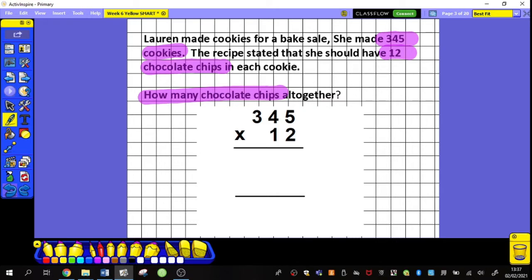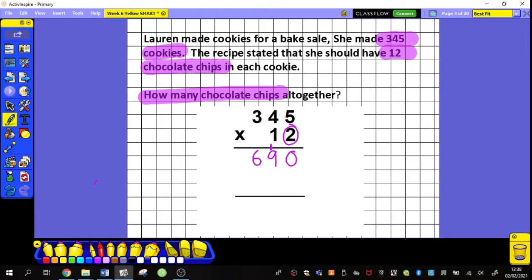So first thing I'm going to do is start with this 2 here, and I'm going to multiply 2 by all of the numbers on top. So what is 2 times 5? That will be 10, so my 0 goes in there, and I carry my 1 across to the next column. I'm going to carry it on top of the line, so that later on when I come to add them all up, I'm not going to accidentally add up that 1. 2 times 4 now is 8, add that 1 is 9, I've got nothing to carry, and 2 times 3 is 6, there we go.